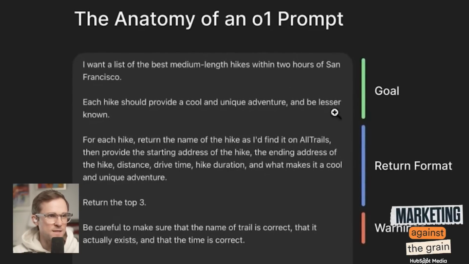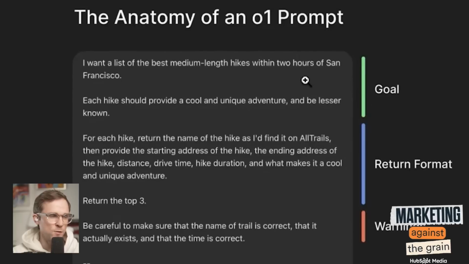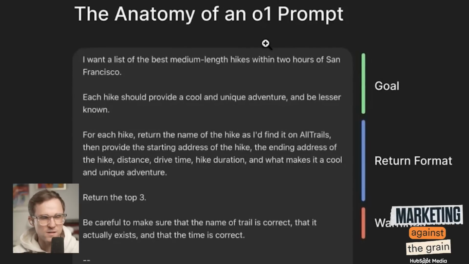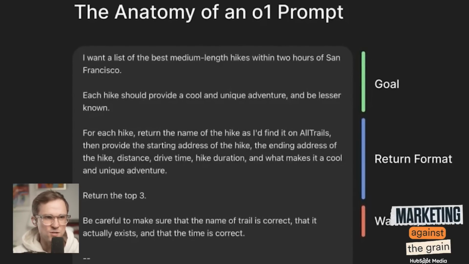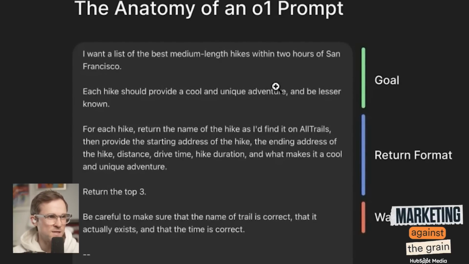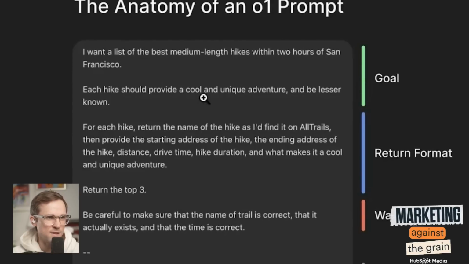And so what this has is a couple of core components, right? If you want to construct a really good prompt, and this says for the O1 models, but I think this is just good prompt hygiene in general, you want to have a clear goal. And so in this case, he has a clear goal around hikes in San Francisco.